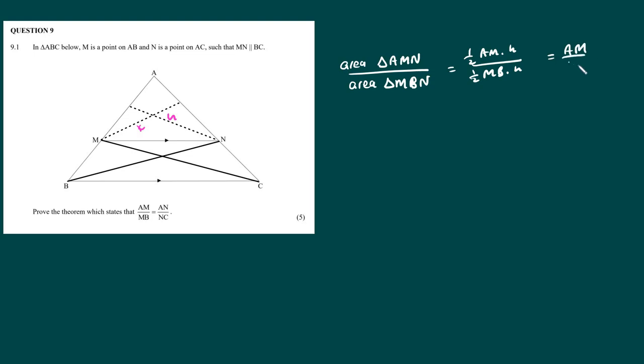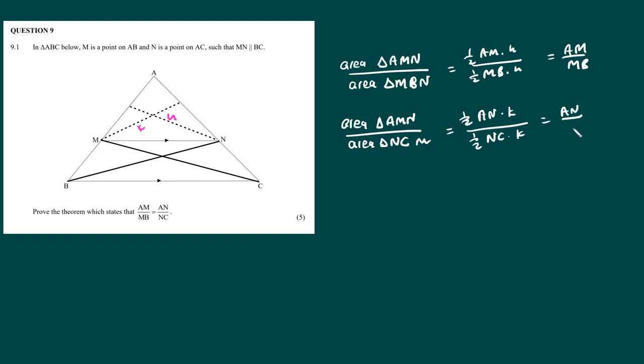AM over MB. Then you go to, again, the area of triangle AMN over. Now this one says NC on the bottom, so you're gonna say the area of triangle NCM. Okay, then you would have half. Now the base here is gonna be AN. Remember, you're looking at the other side, so that will be AN times K over half NC times K. Then you'll have AN over NC.